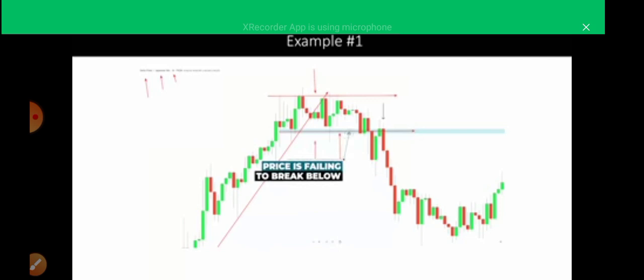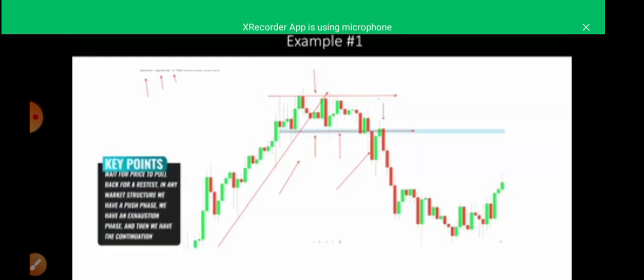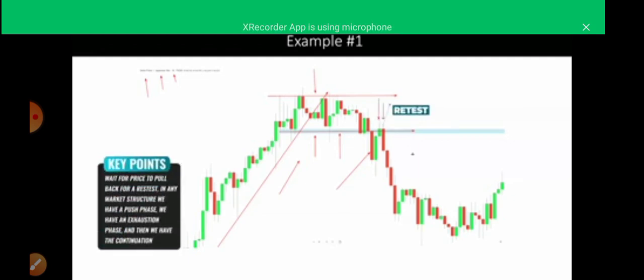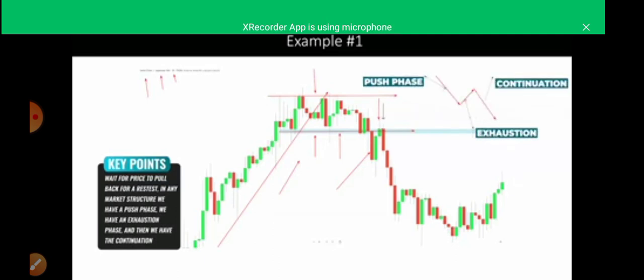The reason why we want to identify this is because this still indicates to us that the overall trend of the market is up. Once we get a break of this level with strong bearish candles indicating momentum, there is a very high chance that price now can continue down. But a basic principle when trading is always to wait for price to pull back to a key level for a retest. Because in any market structure, we have a push phase, we have an exhaustion phase, and then we have the continuation.